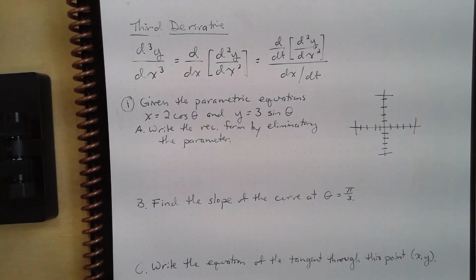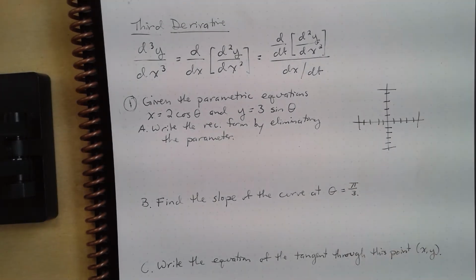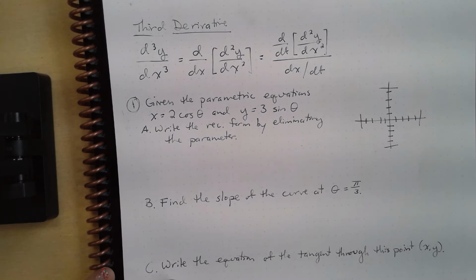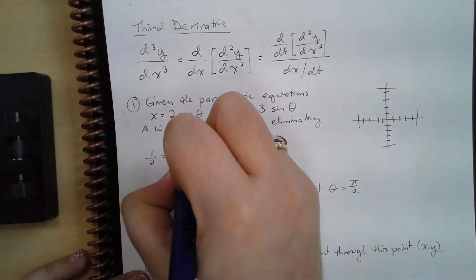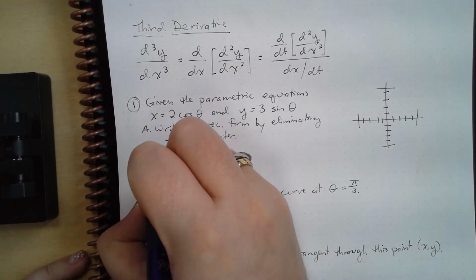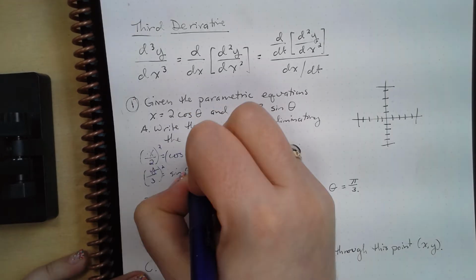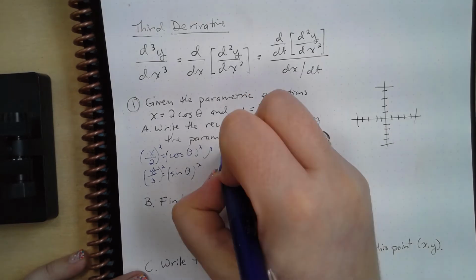We're given the parametric equations, x equals 2 cosine of t and y equals 3 sine of t. And we are asked to write the rectangular form by eliminating the parameter. Okay, so I'm going to do this kind of in that beautiful trig way so that I've got x over 2 equals cosine theta and y over 3 equals sine theta. I'll do that squaring. So beautiful. So I end up getting x squared over 4 plus y squared over 9 is equal to 1.